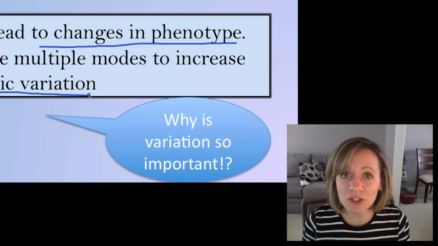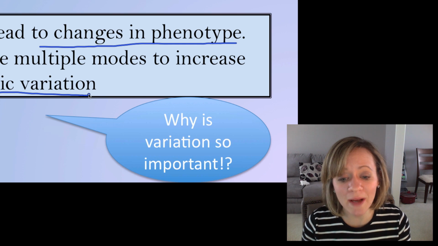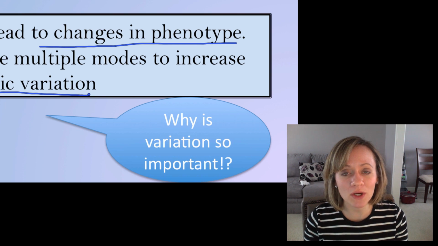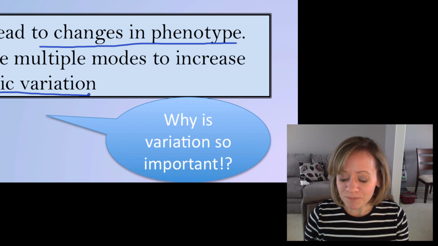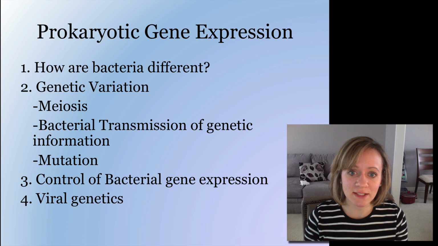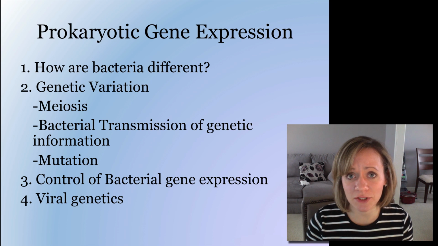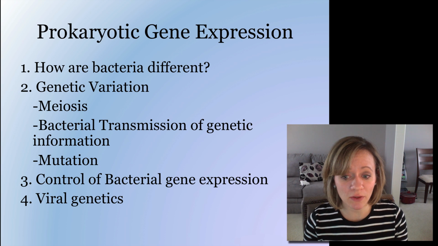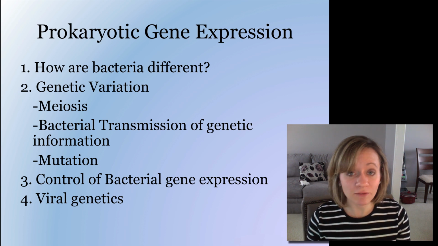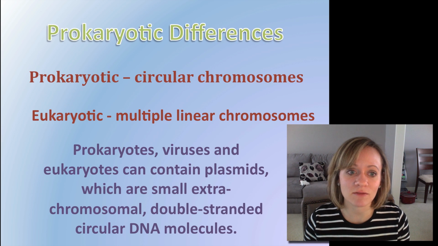Why is variation so important? Jot down in your notes right now why variation is so important and why we're going to look at all of these multiple ways that organisms can create variation in their genes. So we're going to look at how bacteria are different than eukaryotes, and look at genetic variation across systems. Eukaryotes do it differently than prokaryotes, and then we'll look more at further details in bacteria and in viruses.